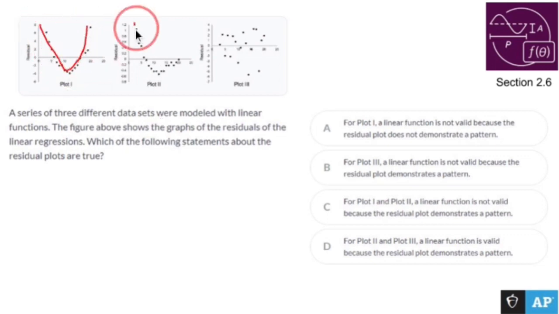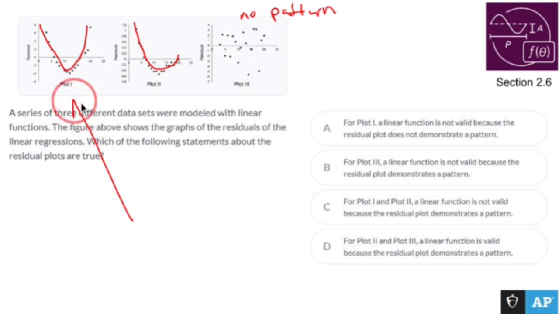Okay. What do we have here? Something that looks mostly quadratic. And what do we have here? No pattern at all. Now, with residual patterns, if you have things that are patterns like you and like you, then it's not going to be linear.